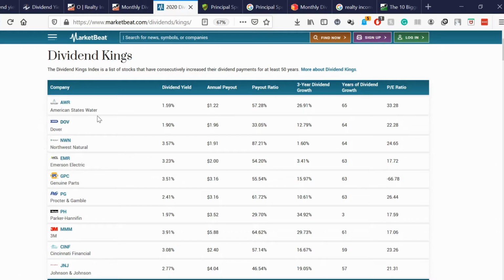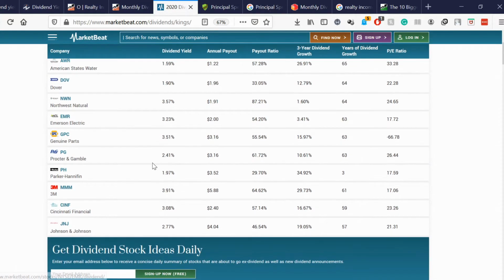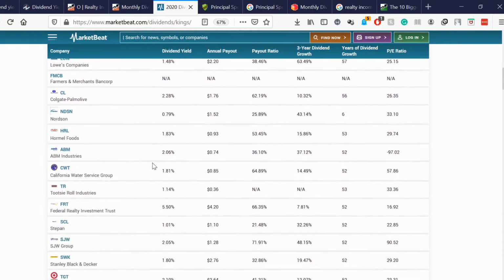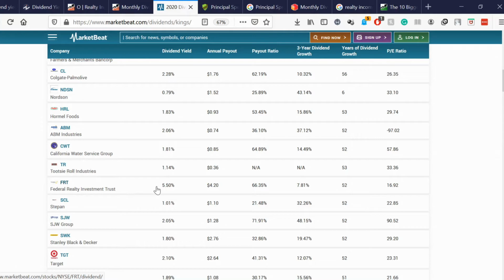Look at these companies and their yields. Dividend yield, Dividend King. American States Water, 1.59. Dover, 1.9. Northwest Natural, 3.57. Emerson, 3.23. Do you guys see any of these stocks that are paying over 5%? These dividend payers. So Federal Realty Income, 5.5%.